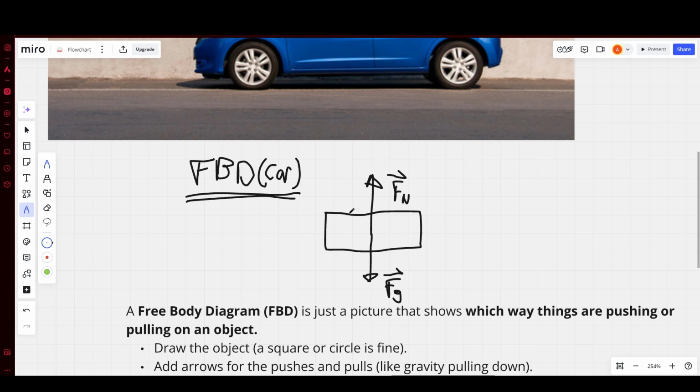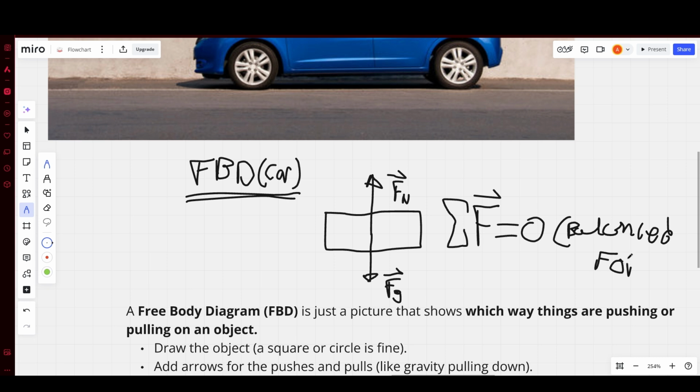Anyway, this is the car, and these are the forces acting on it. The gravity is pulling down, normal force is pushing up. As you can see, the arrows are the same length, meaning they're the same strength, and they cancel each other out. So F net, I'm going to use sigma notation. Yes, I know, very funny. Equals 0. So balanced forces. Again, excuse the very poor handwriting. It's hard to use a mouse.